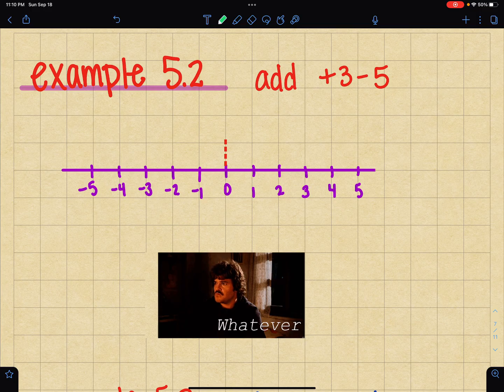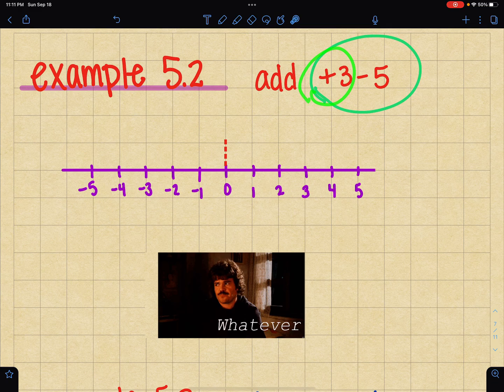So let's look at example 5.2. And if you're following along, this is on page 26. They want us to add positive 3 minus 5. Okay, so I'm always going to start at the origin. The origin is this 0. And first thing I'm going to add is positive 3. So I need to go 3 spaces. 1, 2, 3. I go 3 spaces to the right because it's a positive number.